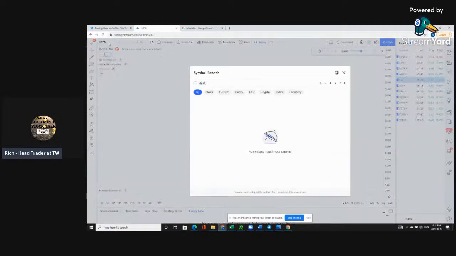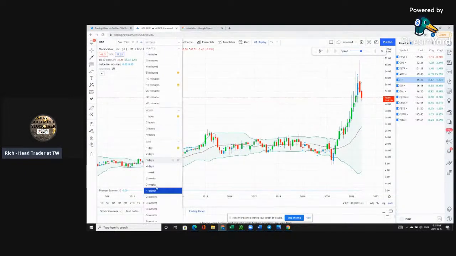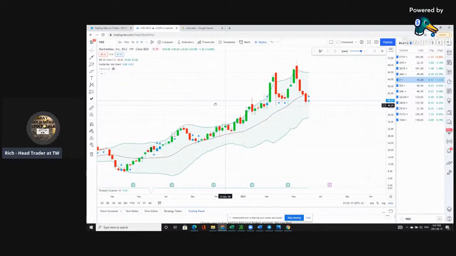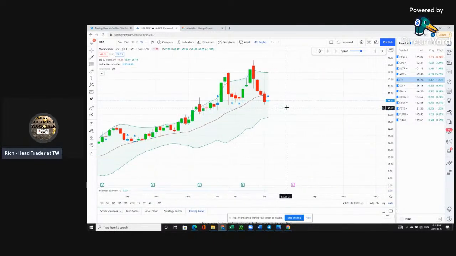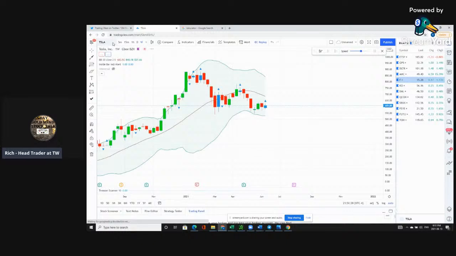HZO for the weekly. Marine Max. Nice inside bar there. That's a beautiful one. I like this one because there's been 4 weeks of selling before the inside bar. It's a very small one, so you have to be quick. Break above, break below, boom. Let me know when you take those trades, and let me know next week how they go.